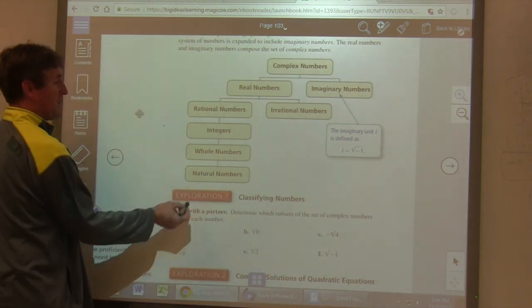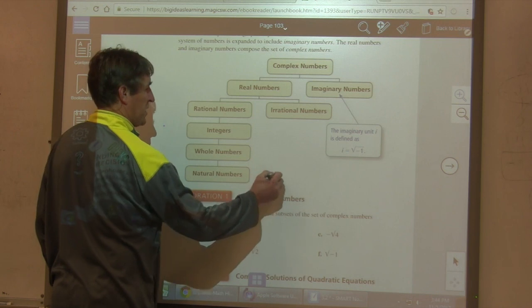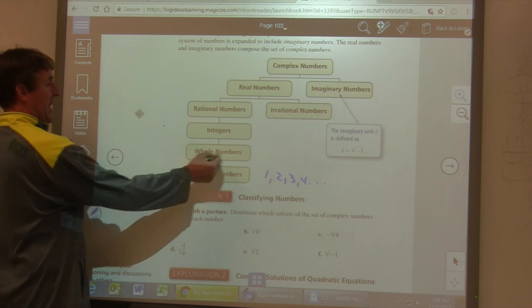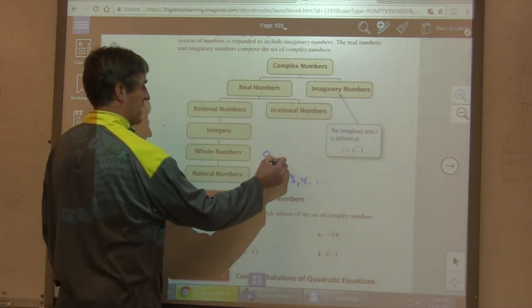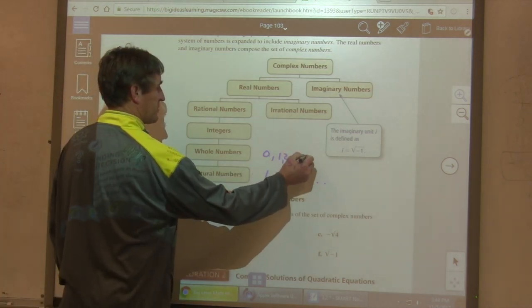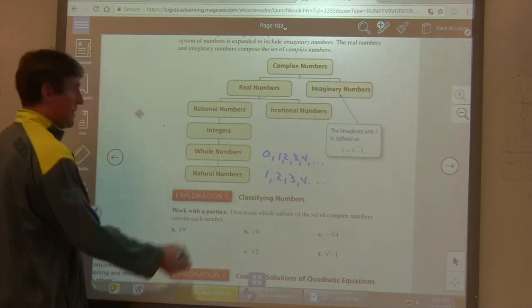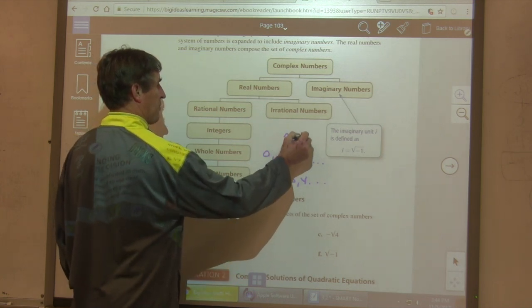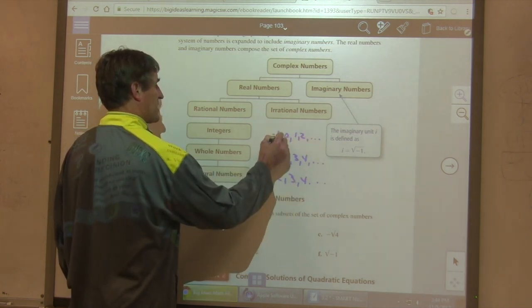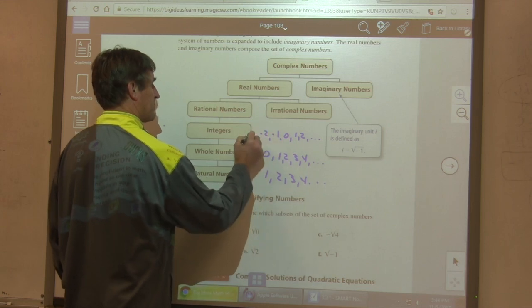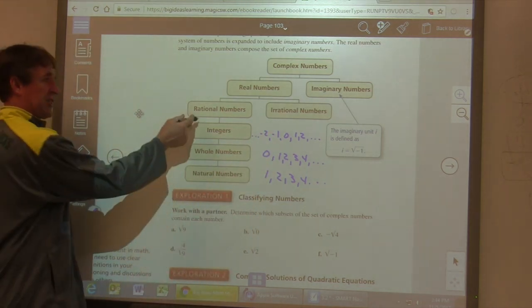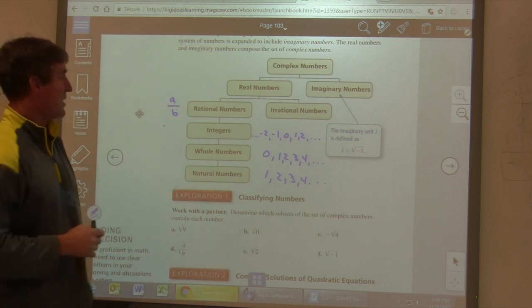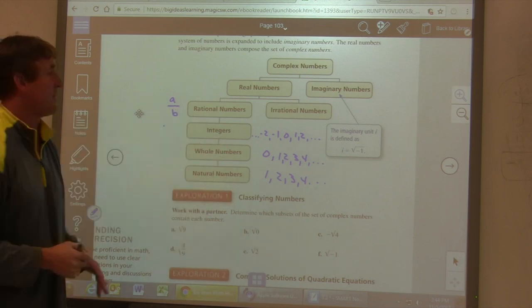When you first start working with numbers, you worked with the natural numbers, which are 1, 2, 3, 4, and so on. Then they added the whole numbers, which simply added a 0 to that. Then they added the integers, which were the whole numbers and their opposites. Then you added rational numbers, which is anything that can be written as a fraction, a over b. And so this is things that you're fairly familiar with.